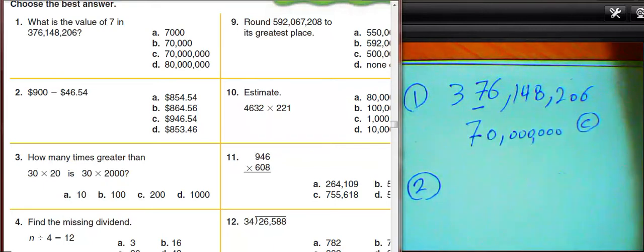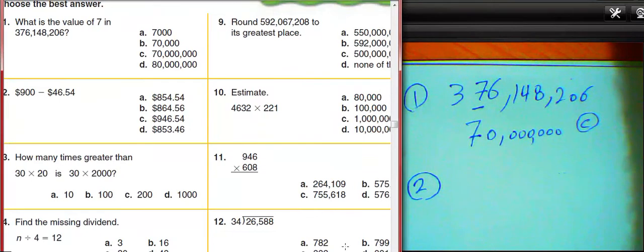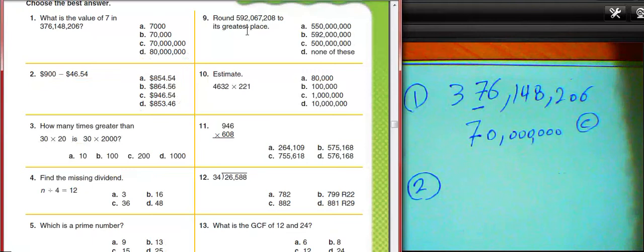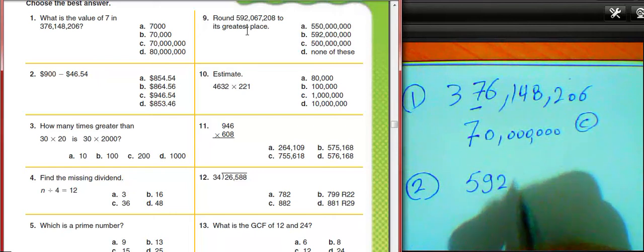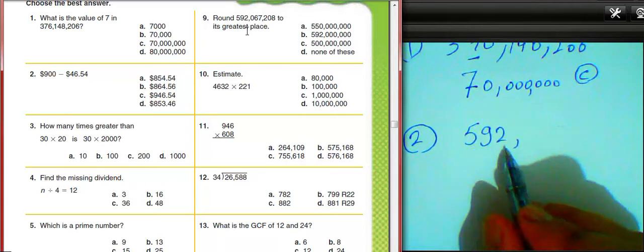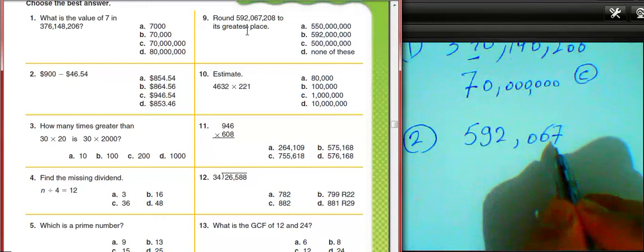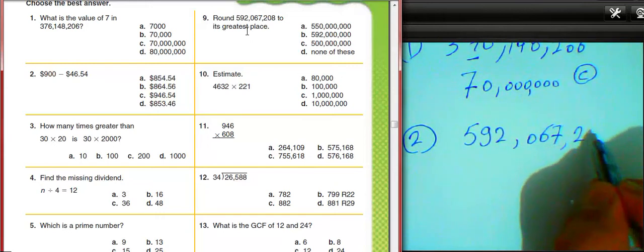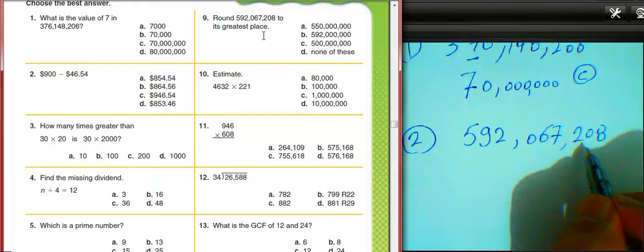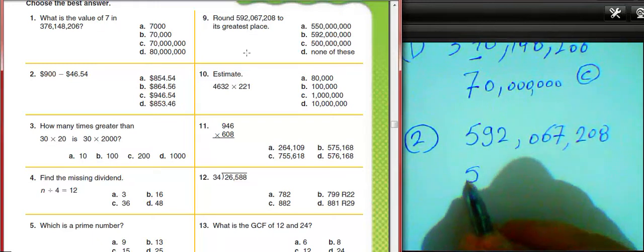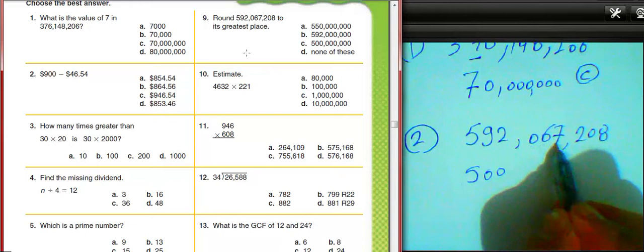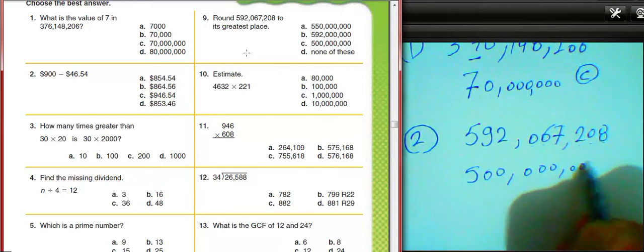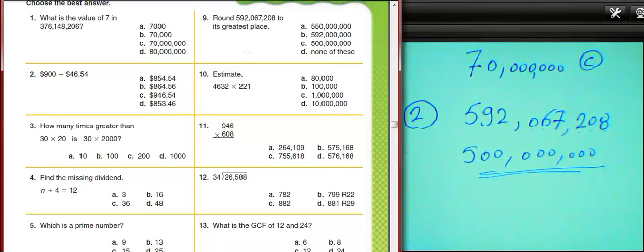Question number 2. Round 592 million 67,208 to the greatest place. The greatest place here is 5. We can write behind it 1, 2, 3, 4, 5, 6, 7, 8. The result will be 500,000.